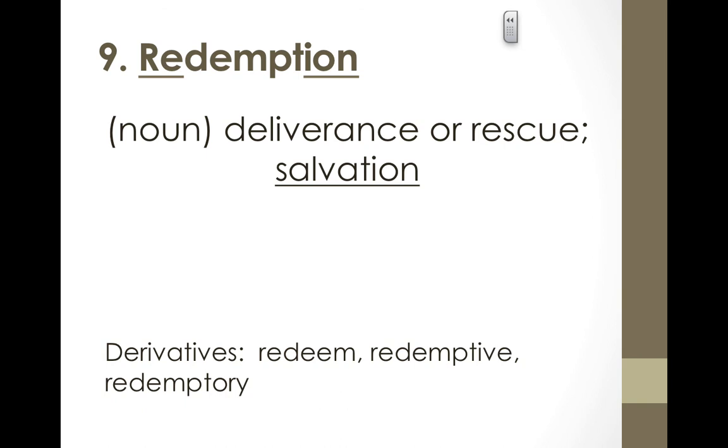And our last word for today is the word redemption. Redemption is a noun. It means deliverance or rescue, salvation. We notice that there is the prefix re, which means back or again. We see the suffix ion, which tells us that this is going to be a noun.